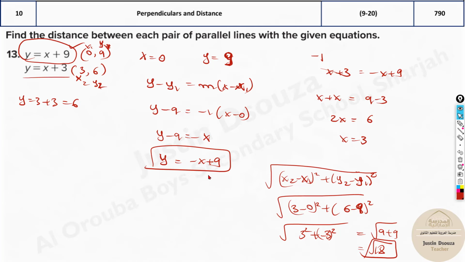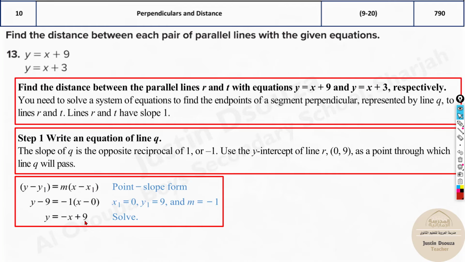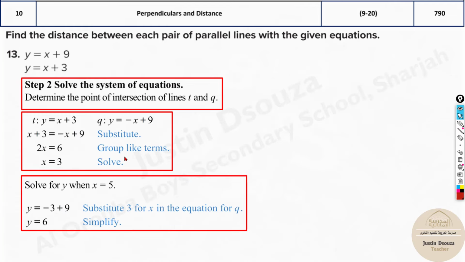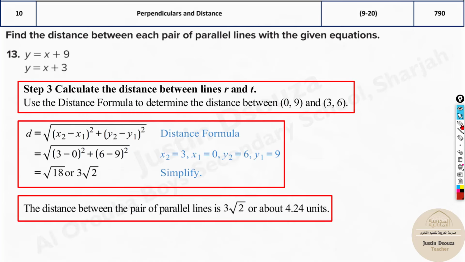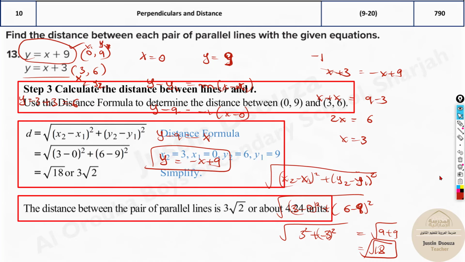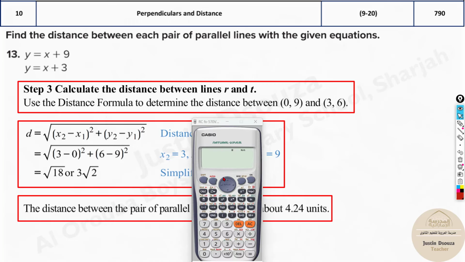This is the distance. You can see here we found out the equation of the perpendicular line. Then we find the intersection point, and then we find the distance. And it was root 18. You can leave it like this, but if the option is not that, it might be 3 root 2 or 4.24. Both are the correct answers. You can just put it in the calculator, use the square root 18, you will directly get 3 root 2, or if you press SD over here, you get 4.24.